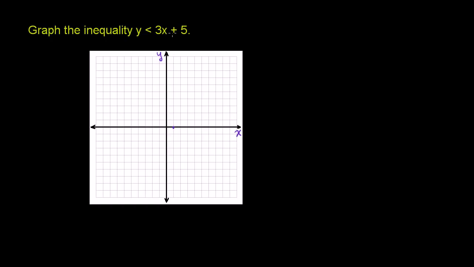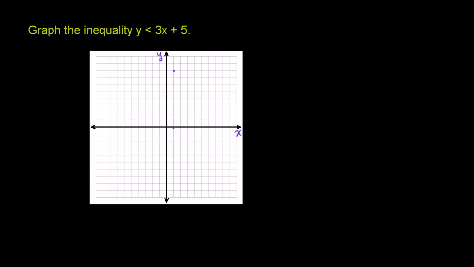3 times 1 plus 5. So 3 times x plus 5. So 3 times 1 is 3, plus 5 is 8. So 1, 2, 3, 4, 5, 6, 7, 8. This is saying that y will be less than 8. y will be less than 3 times 1 plus 5.